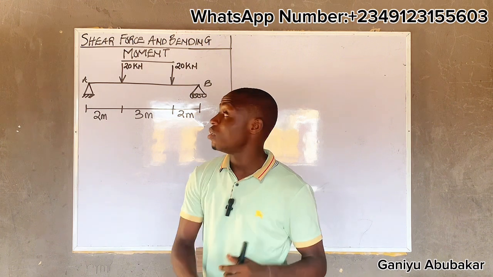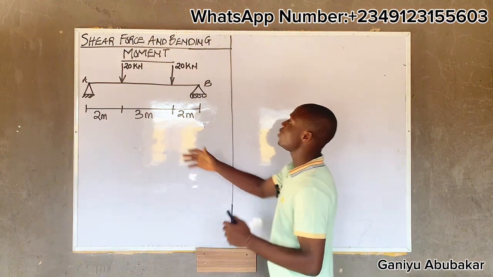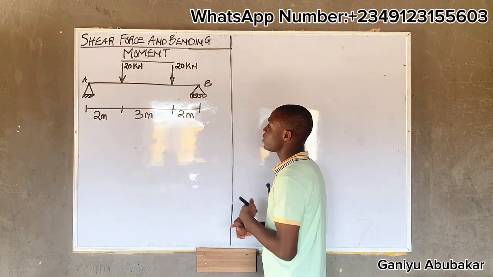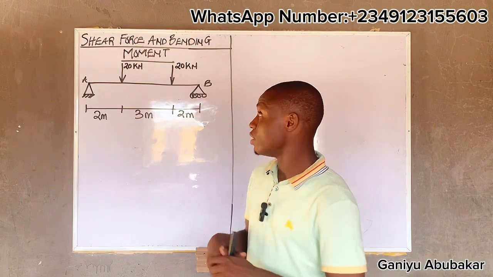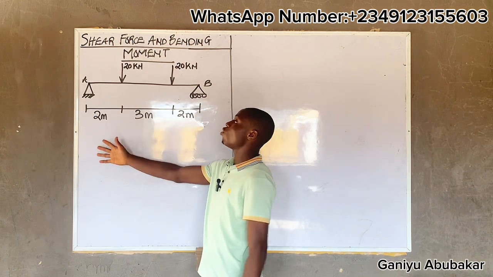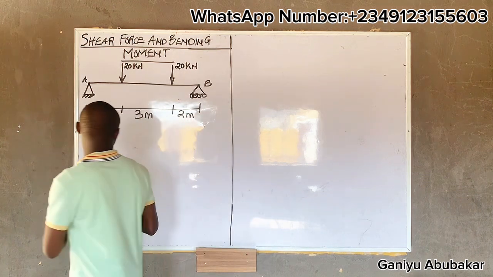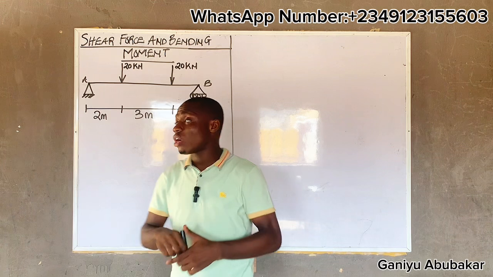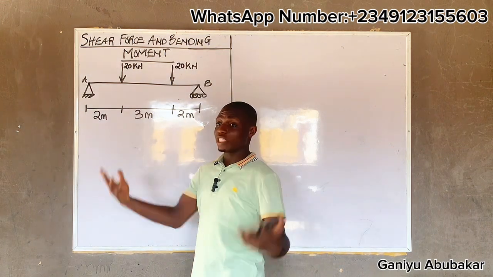So let's draw the shear force and bending moment diagram for this beam. First, when it comes to drawing your shear force and bending moment diagram, your very first task is to find your reactions. That's the first priority, so let's look for the reactions. Before then, you have to draw your free body diagram, a diagram that shows the forces acting on a structure.